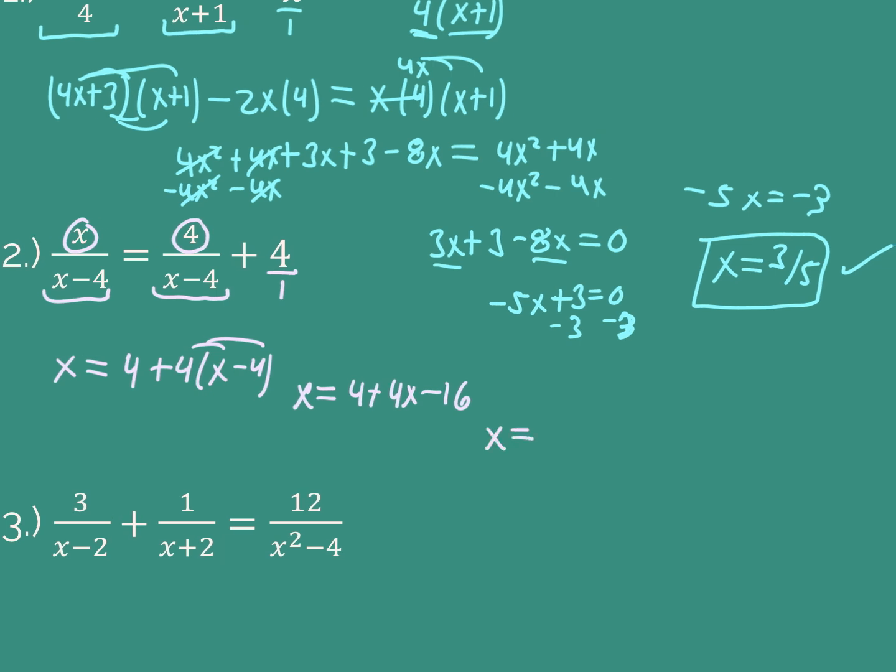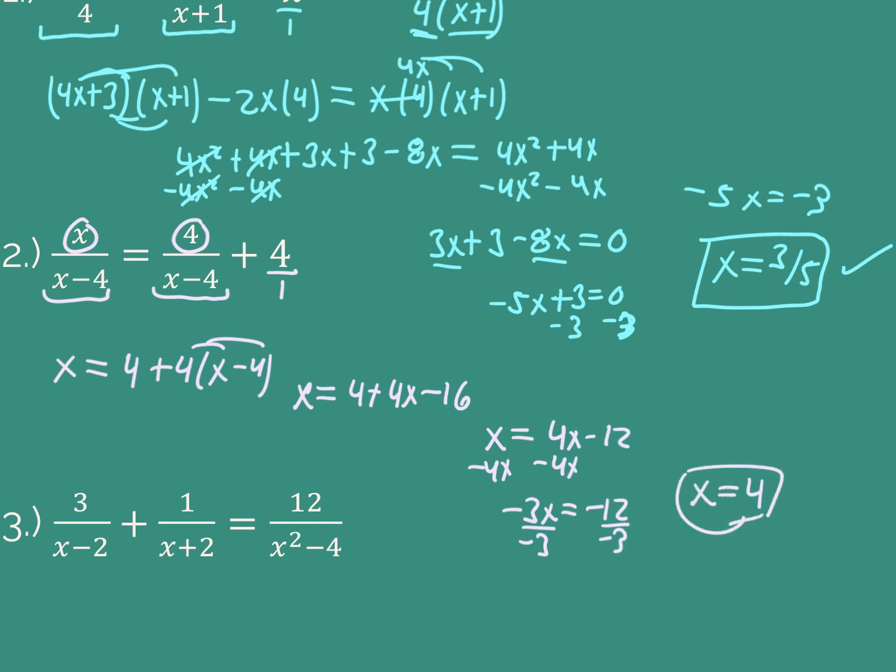Simple linear equation. So I get x equals 4x minus 12. Subtract 4x on both sides, and then I get negative 3x equals negative 12. Divide by negative 3, and we get x equals 4.